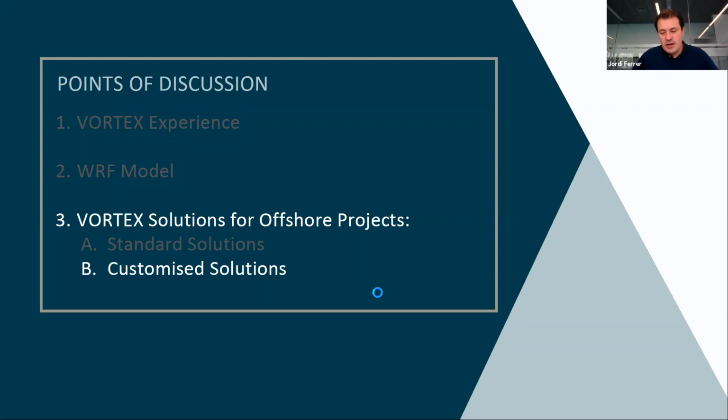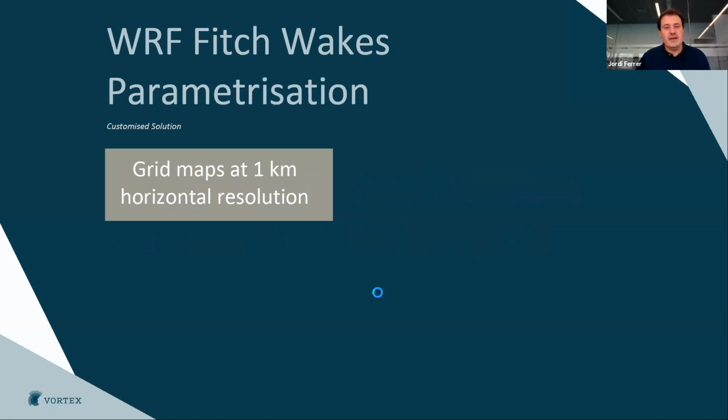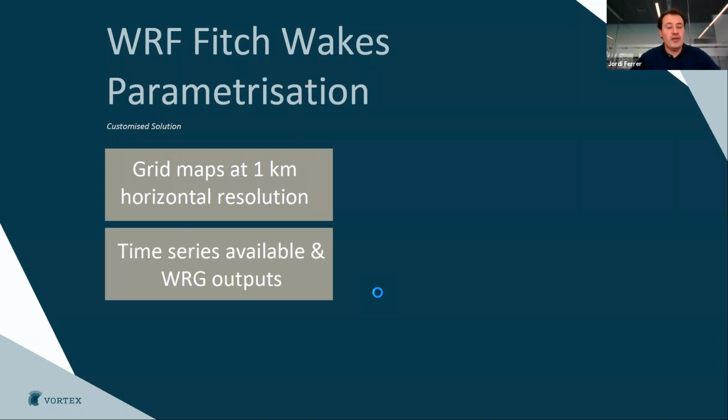These solutions in general require exchanging some calls or some emails, okay? So it's very difficult to introduce them in the interface. But we think it's good to let you know that we have these solutions in case you face similar challenges, okay? The first one is the wakes, how to analyze wakes, okay? The WRF model has a wake model, which is called the wind farm parameterization, okay? This feature parameterization enables us to model an area and to generate grid maps at 1 kilometer resolution for your area, okay? And we are able to provide you time series and WRG outputs, okay?